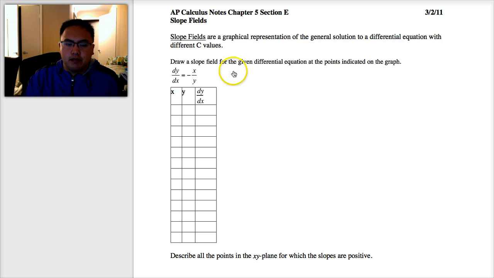What's confusing, or where I might lose you, is that a slope field is drawing the answer to what we did. So you may remember doing these problems on Monday.